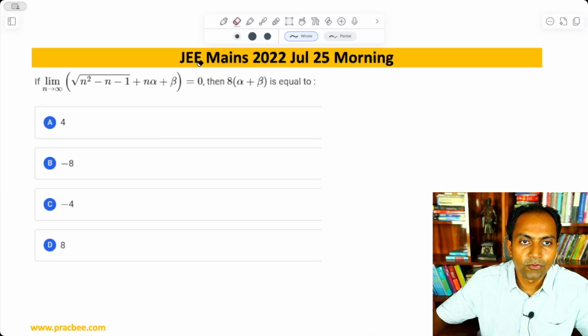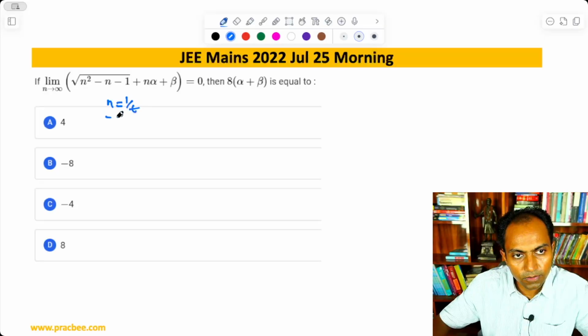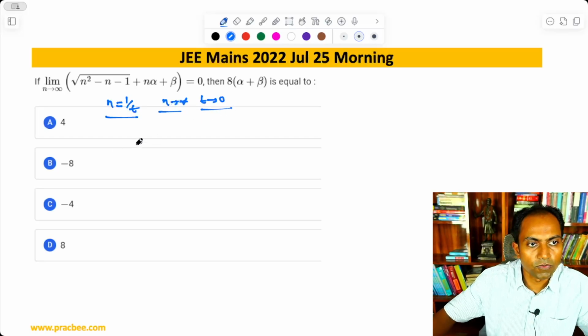Now, a similar kind of question that came in 2022 we solved earlier. What you need to do in a complicated question is to put the substitution. So n we can put as 1 by t. So when n tends to infinity, t will tend towards 0. This is what we have.